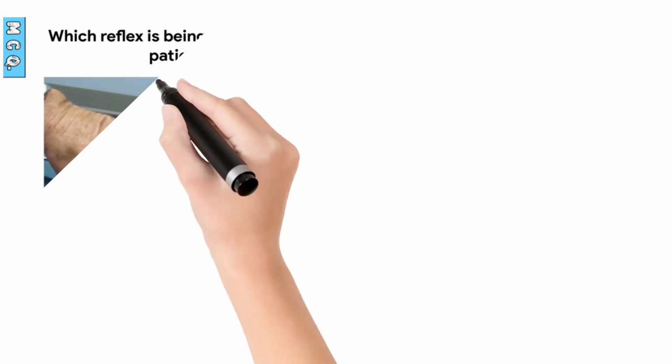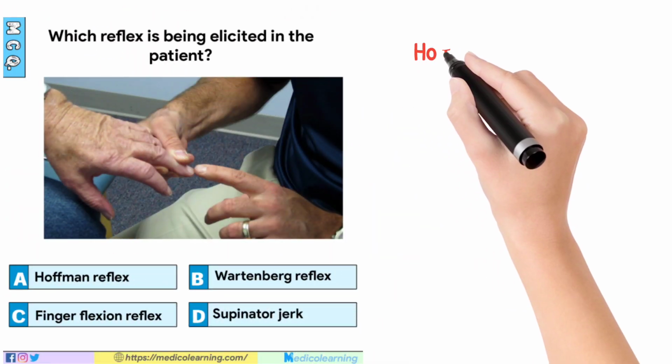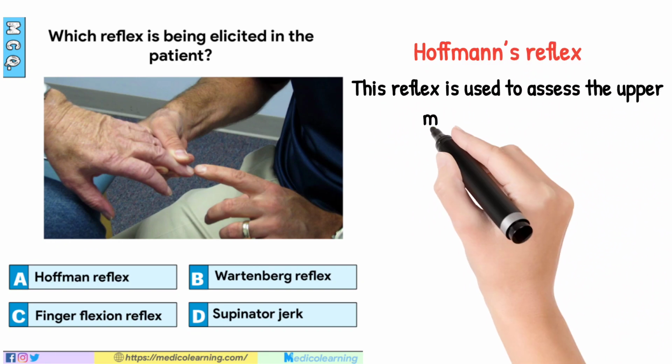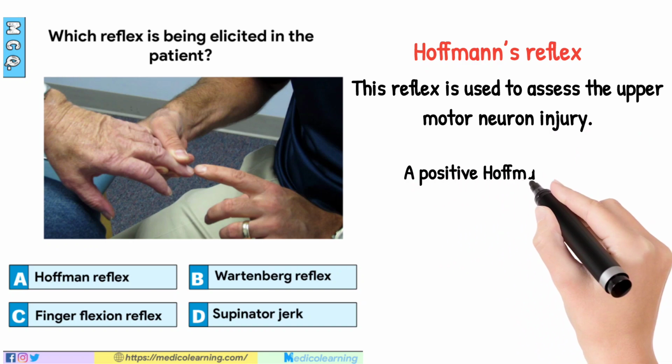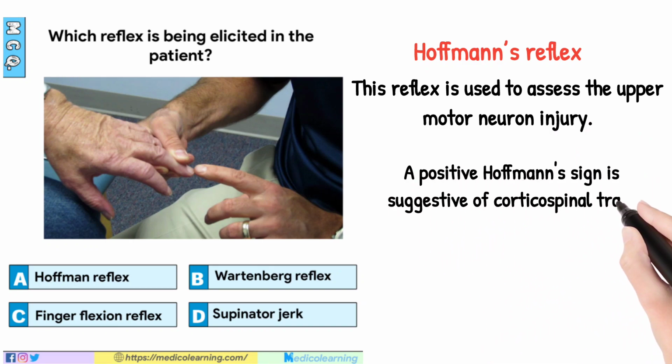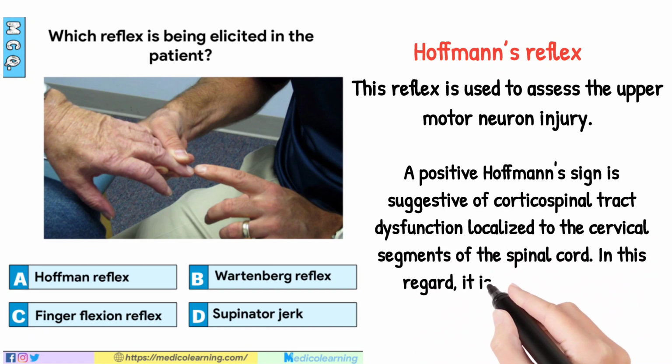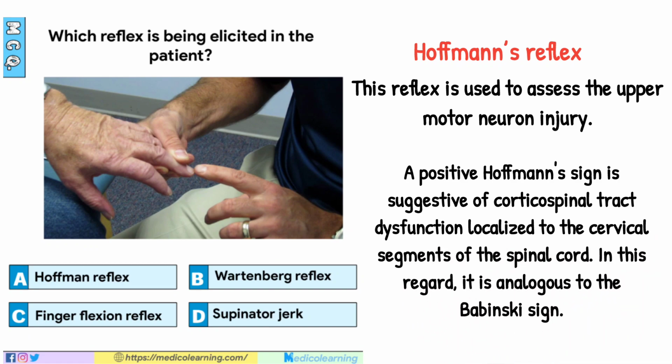In this question, answer is B. Hoffman's reflex. This reflex is used to assess upper motor neuron injury. A positive Hoffman's sign is suggestive of corticospinal tract dysfunction, localized to the cervical segments of the spinal cord. In this regard, it is analogous to the Babinski sign.